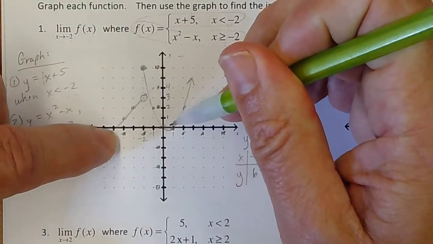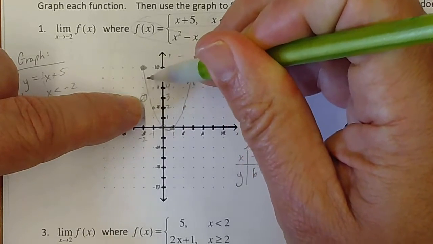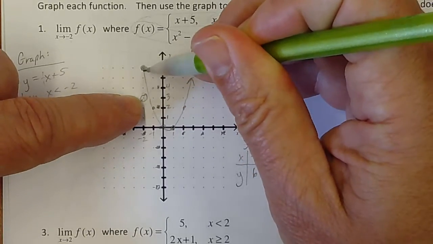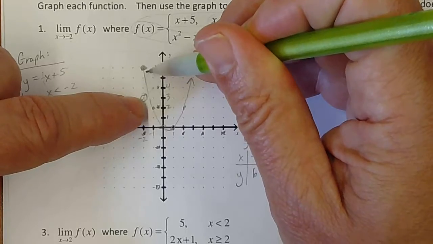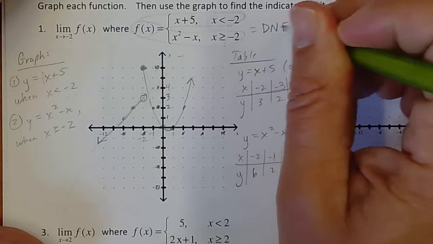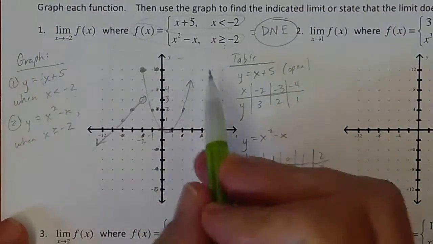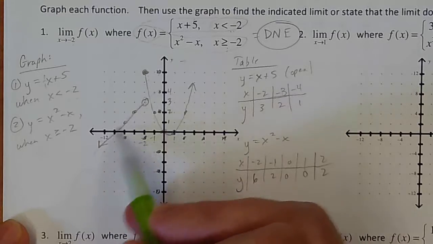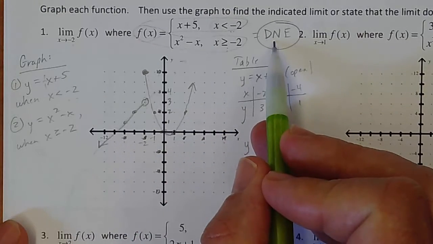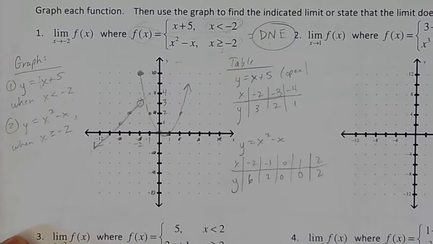So look, from the left, I have a limit of 3. From the right, I have a limit of 6. They're not approaching the same number. So when that happens, we say does not exist for the final answer. So this problem will be worth 3 points on your quiz. A point for this graph, a point for this graph, and one final point for the correct limit answer. Okay?